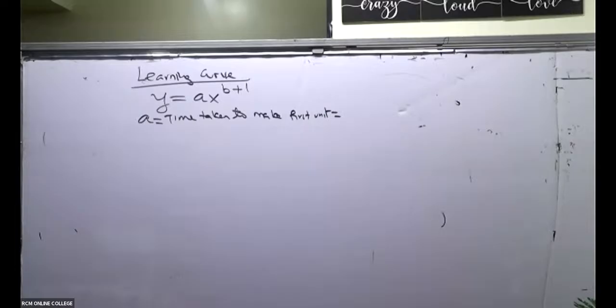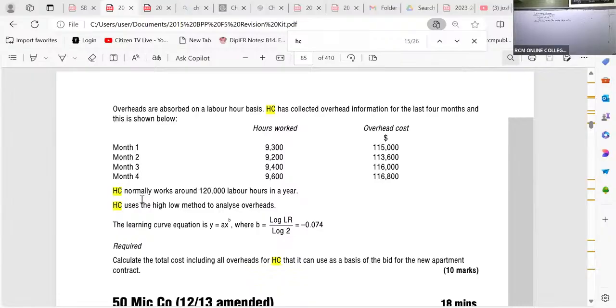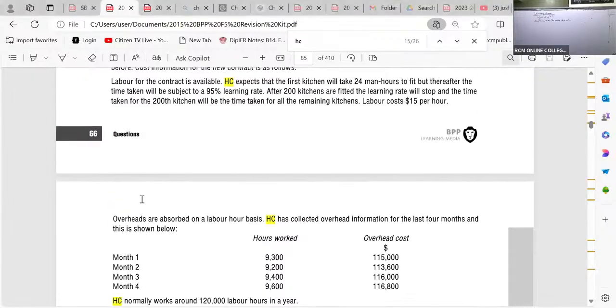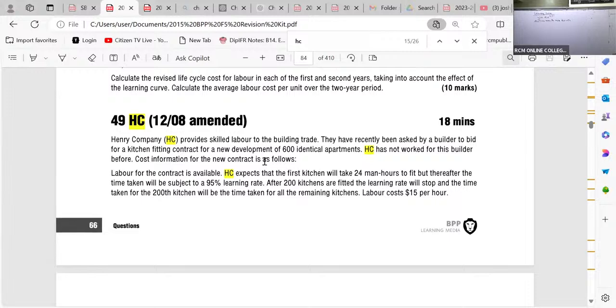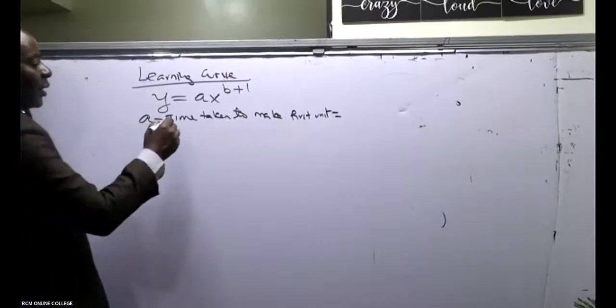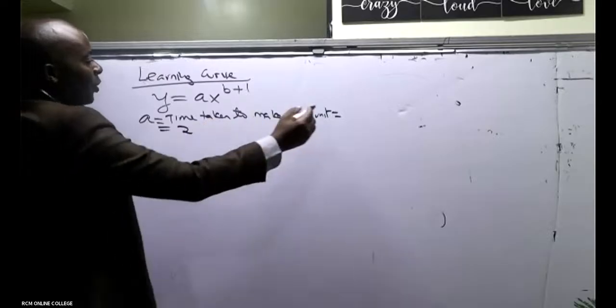Given the question, no trick here, no trick at all in this question. So you can see here, the time taken to make the very first kitchen is 24 hours. I expect that the first kitchen will take 24 hours. So A is 24 hours.